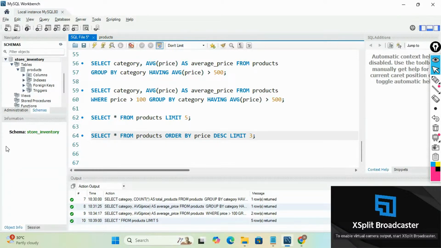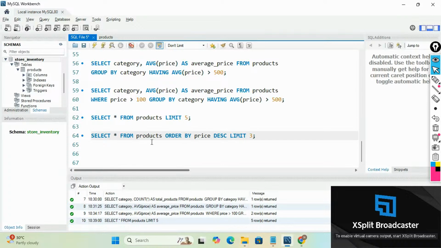What are we doing in this line number 64? What are we doing in this SQL query? I'm ordering the data using price column, in descending order. Then I would like to get only the top 3. Enough.